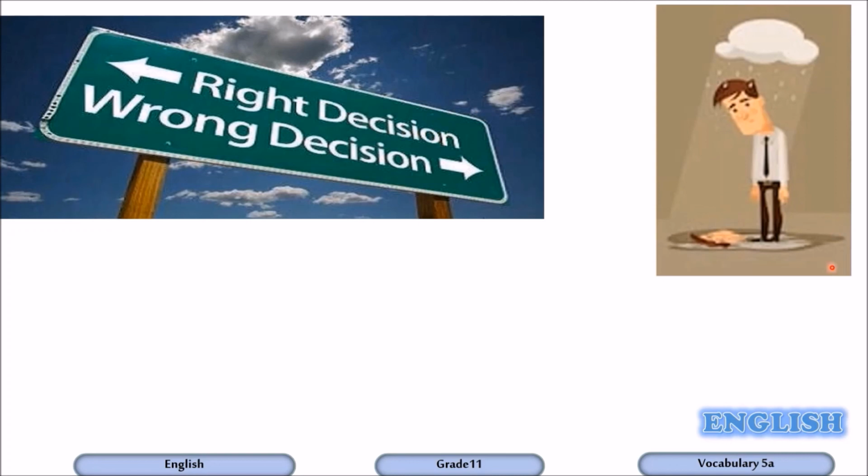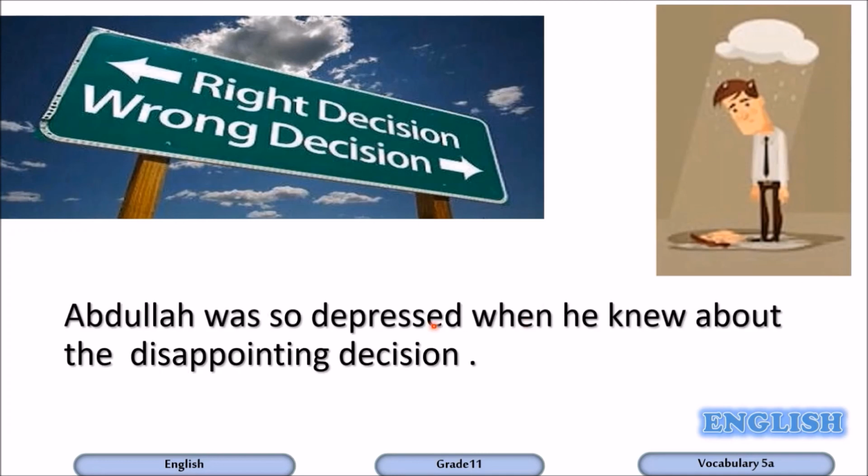I hope you have thought of a brilliant sentence. Let's share an answer. Abdullah was so depressed when he knew about the disappointing decision. So we have two adjectives, depressed and disappointing, and the word is decision. So here we use the vocabulary that we have studied today.